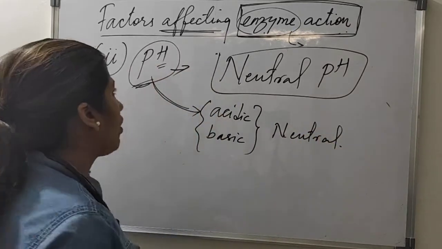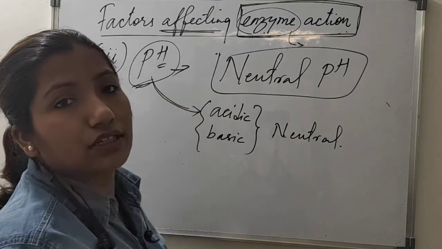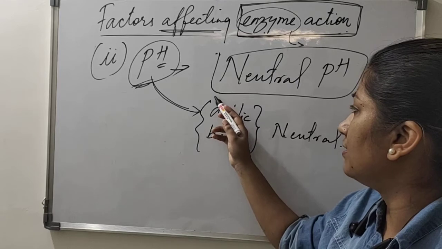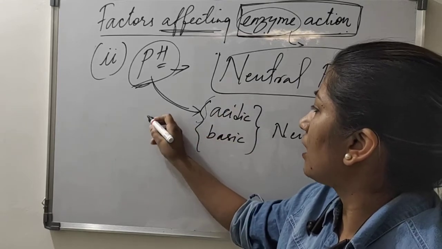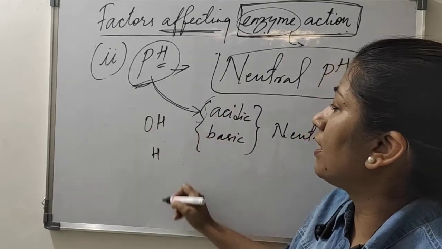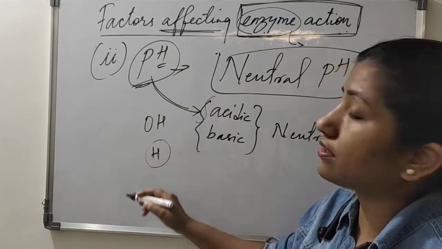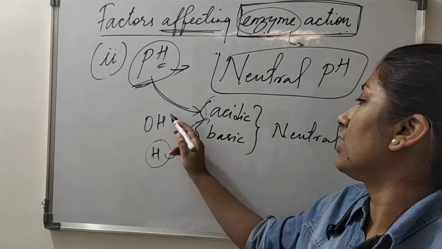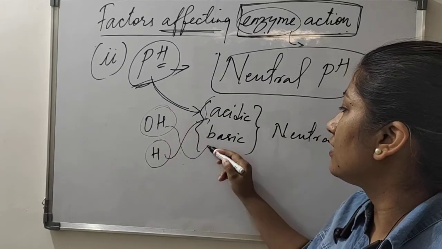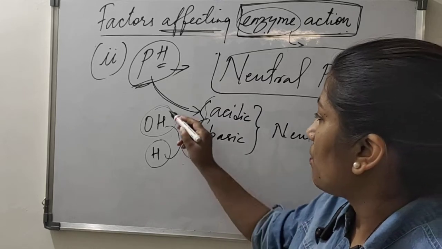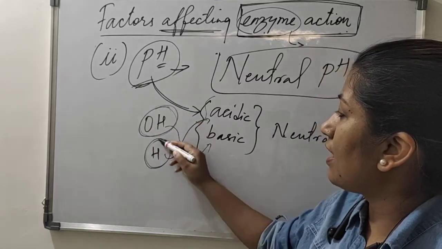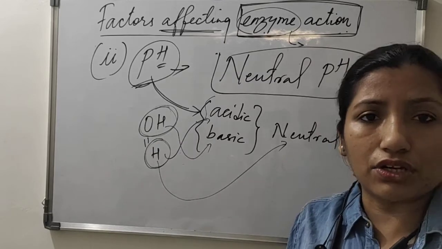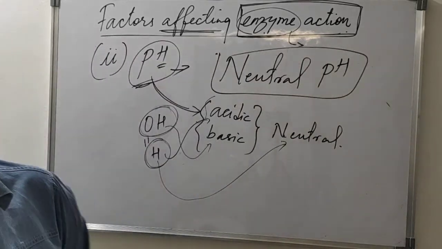So the comparison of this hydronium ion is done with the hydroxyl ion. If the hydrogen ion concentration is high, then the solution is known as acidic. If the hydroxyl ion concentration is high, then the solution is known as basic. When the hydroxyl ion and hydrogen ion concentrations are equal, it is known as neutral, in a liquid solution.